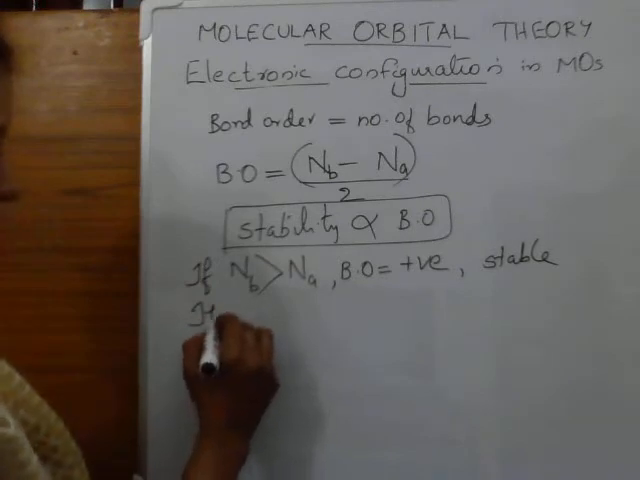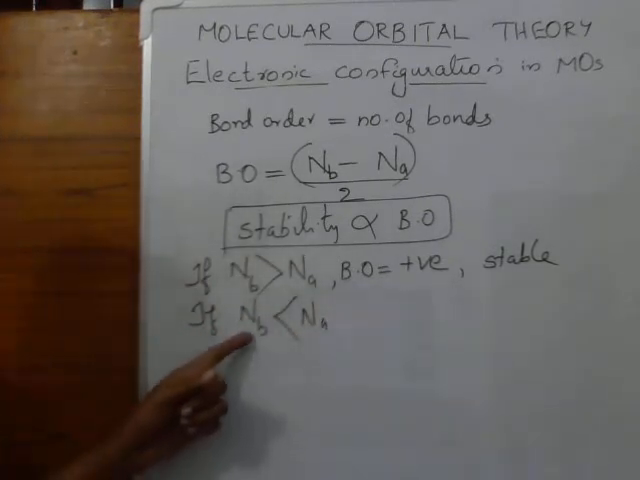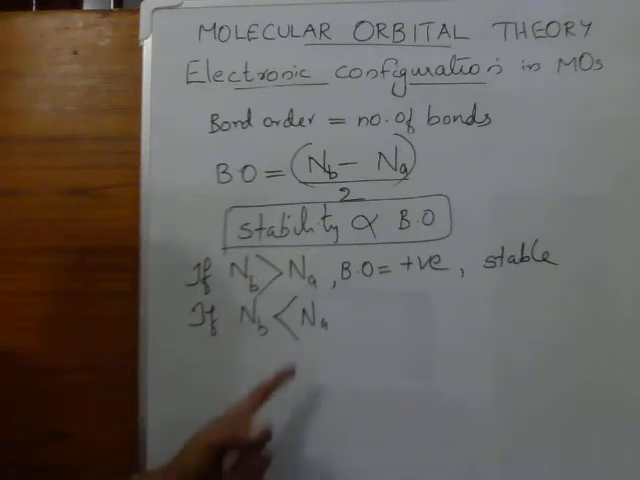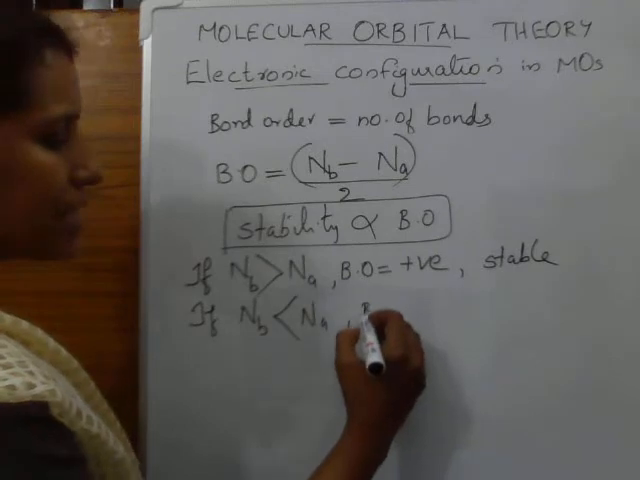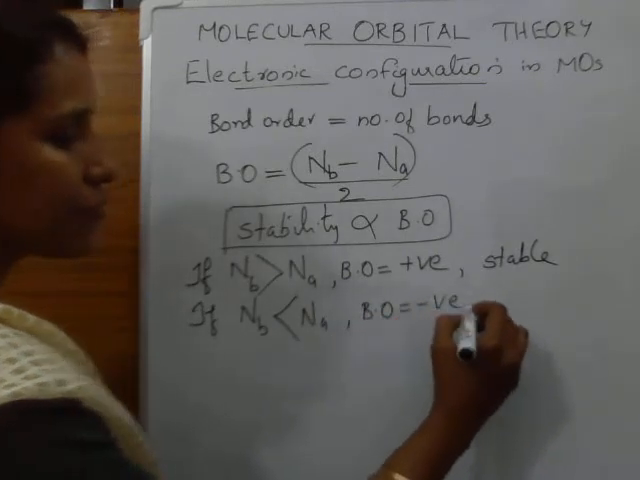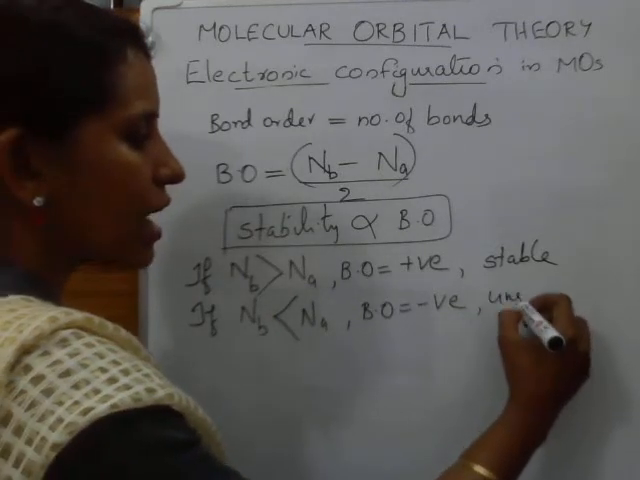Suppose NB is less than Na. The number of electrons in bonding MOs is less than the number of electrons in anti-bonding MOs. In this equation, the numerator will be negative, hence the bond order is negative. If the bond order is negative, that means the molecule is unstable.